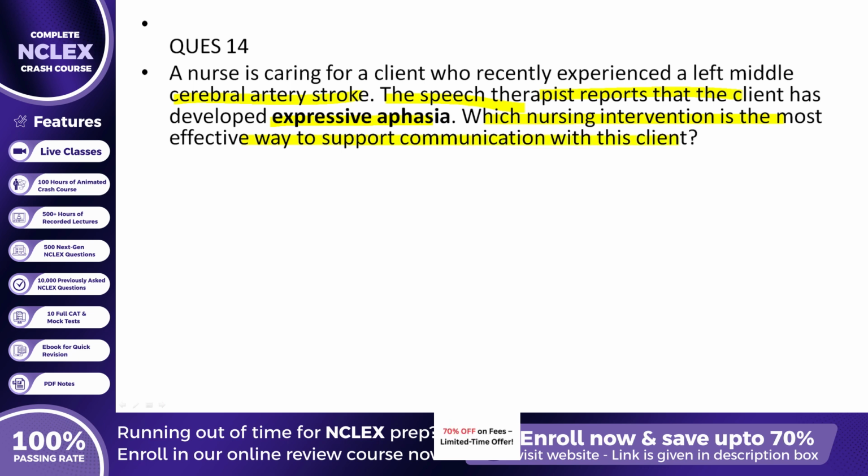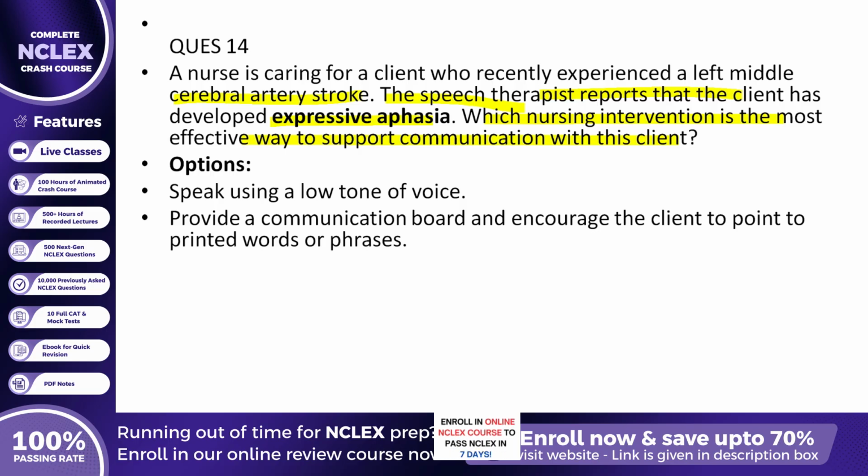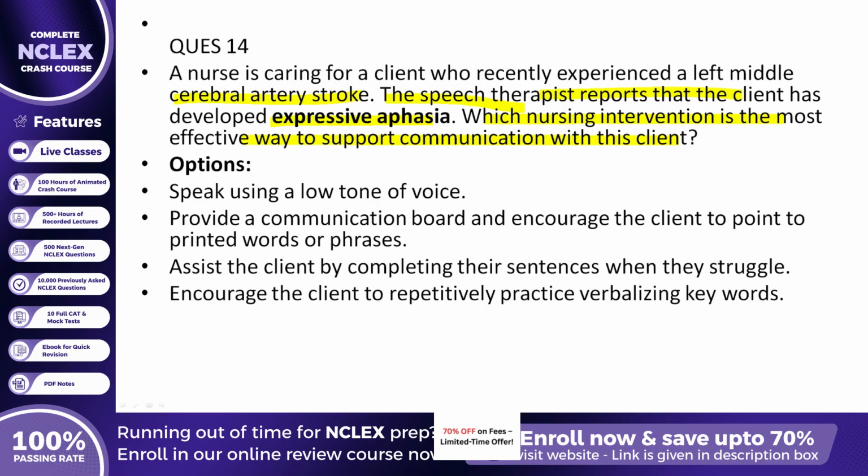Here are the options for consideration. Option 1 suggests speaking using a low tone of voice. Option 2 proposes providing a communication board and encouraging the client to point to printed words or phrases. Option 3 recommends assisting the client by completing their sentences when they struggle. And Option 4 encourages the client to repetitively practice verbalizing key words. The correct answer is Option 2. Provide a communication board and encourage the client to point to printed words or phrases.